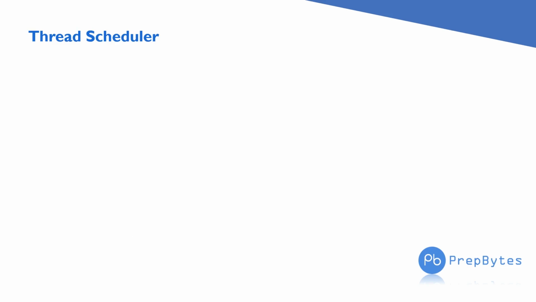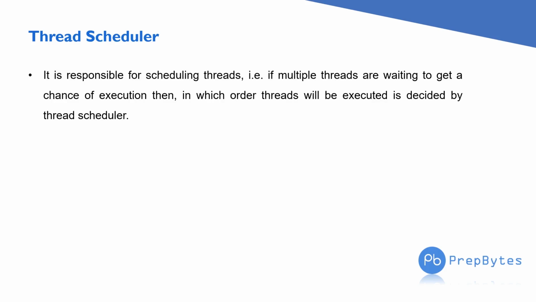What is a thread scheduler? Let's begin. It is responsible for scheduling threads. I think it is clear from the name only. That is, if multiple threads are waiting to get a chance of execution, then in which order they will be executed will be decided by the thread scheduler. For example, if T1, T2, T3 and T4 are waiting to be scheduled, who will get the chance? Whether it will be round robin, that is, we have a time quantum. If you have seen OS, you know what round robin is.